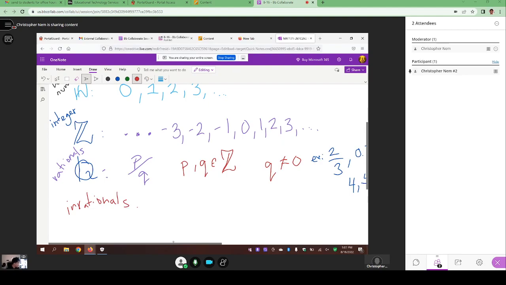And the irrationals are any numbers that are not rational. So think of decimals that never repeat but go on forever. That is the simplest way I can tell you. So an example, the most common example that you'll see is pi.